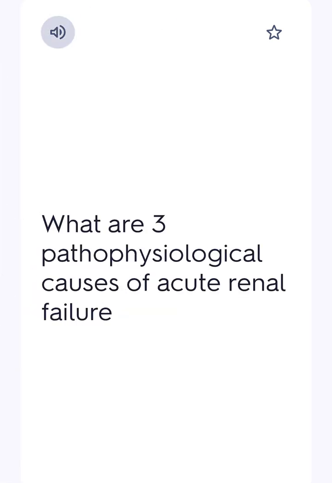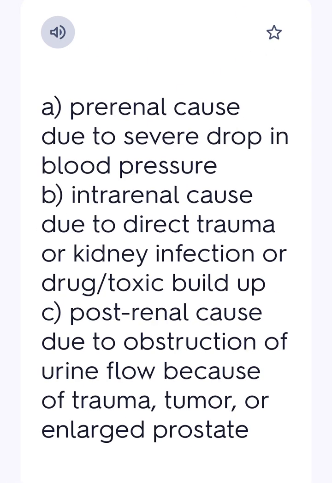What are 3 pathophysiological causes of acute renal failure? A. A prerenal cause due to severe drop in blood pressure. B. Intrarenal cause due to direct trauma or kidney infection or drug/toxic buildup. C. Postrenal cause due to obstruction of urine flow because of trauma, tumor, or enlarged prostate.